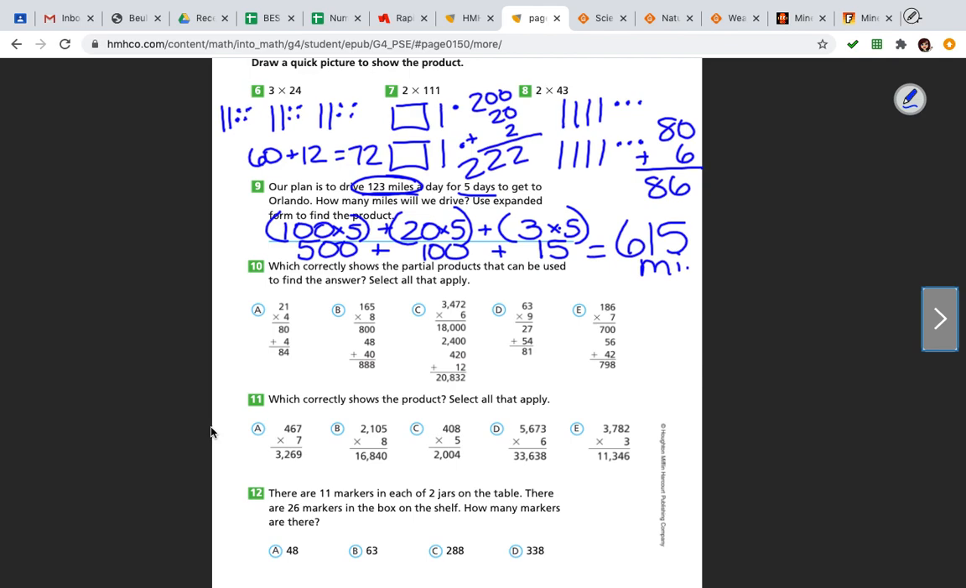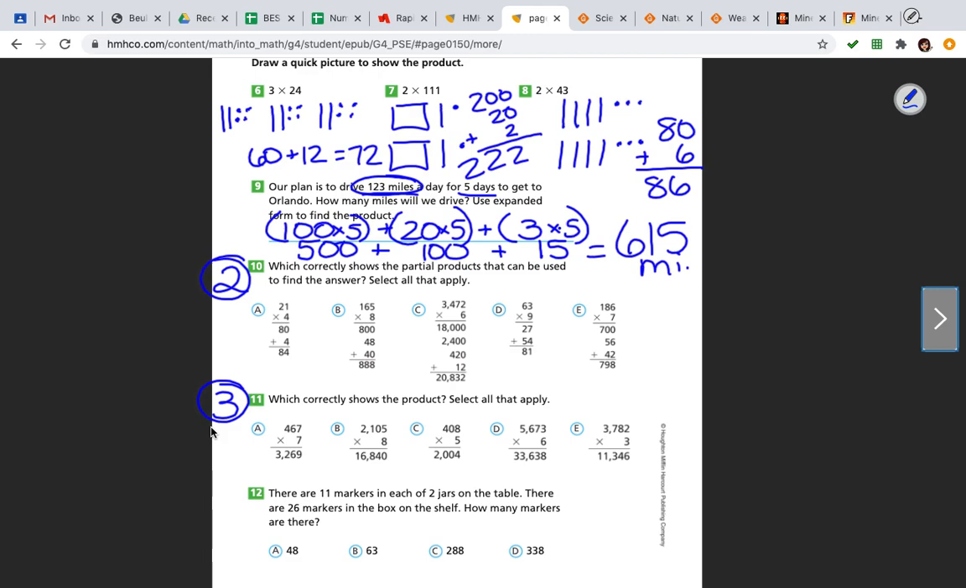Number 10, I told you there were 2 answers. If you didn't select 2 answers, then I would pause the video and find your second answer. And number 11, you should have 3 answers. So if you didn't do this, you want to pause the video and go back and finish it.